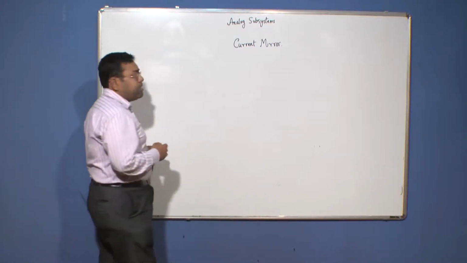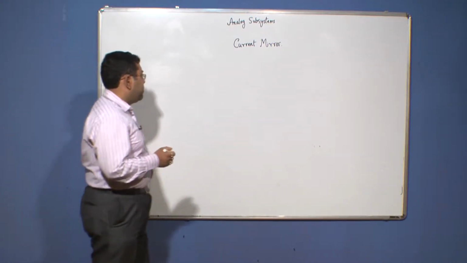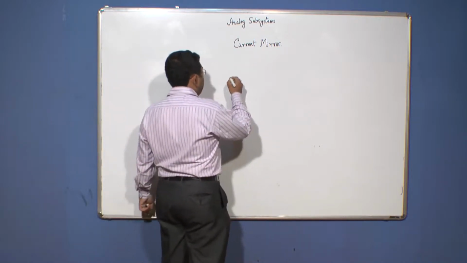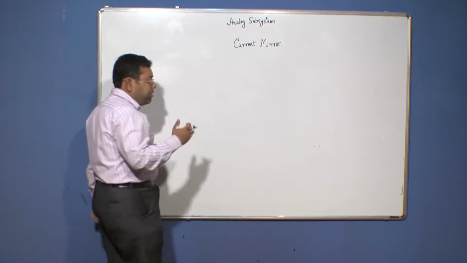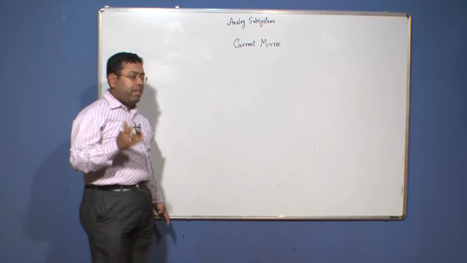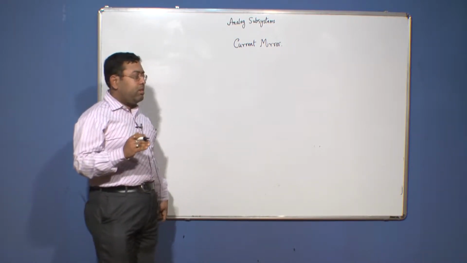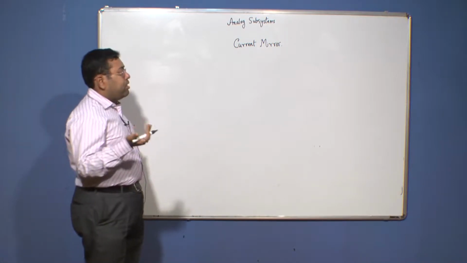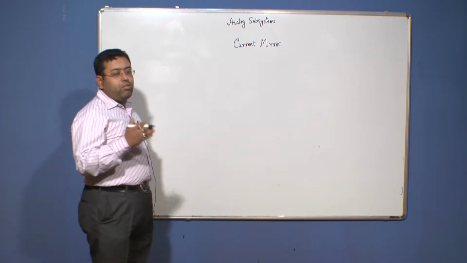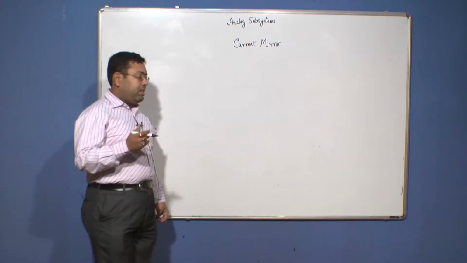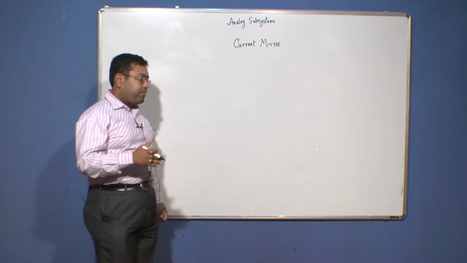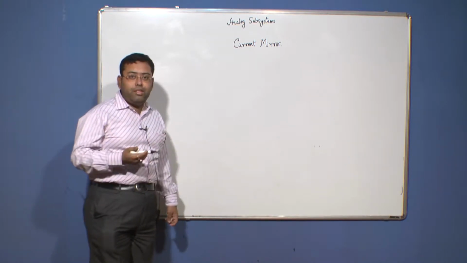So today we shall discuss about current mirror. Now if you consider the name current mirror, as you know that mirror basically provides a reflection of the object. So likewise current mirror, as the name implies, it also provides a reflection of the current. That means given that you have some current source, you can reflect it at different places in the circuit.